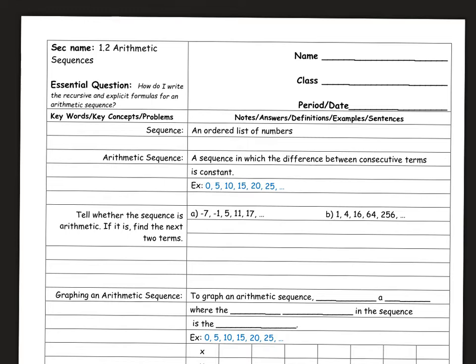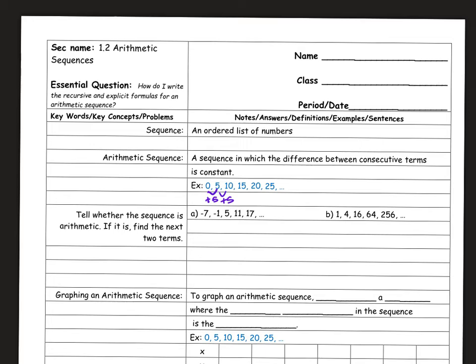So just to review some general vocabulary, a sequence is an ordered list of numbers. An arithmetic sequence is a sequence in which the difference between consecutive terms is constant. I have an example here for you. What am I doing every time? I'm adding 5, right? So I'm adding the same number.